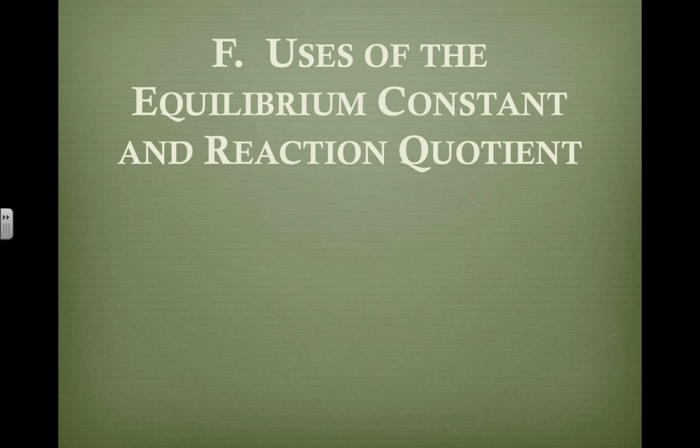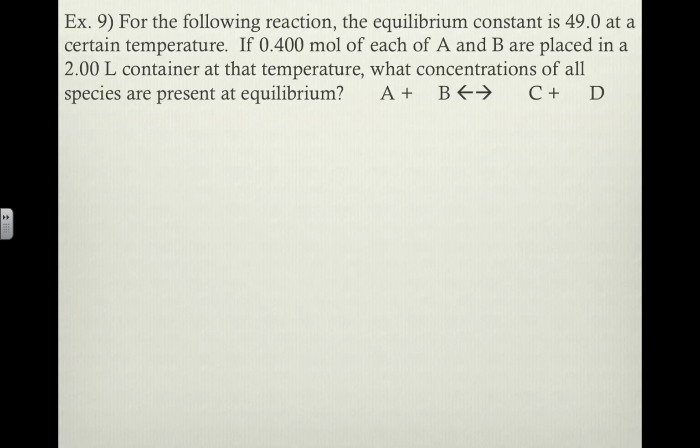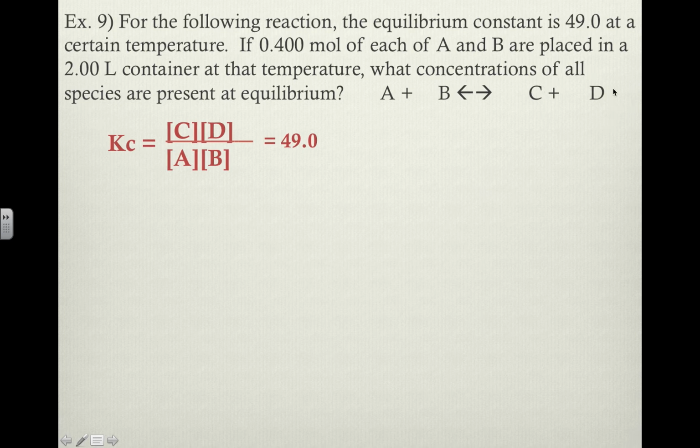So let's see a little bit more complex, perhaps, version of this. For the following reaction, the equilibrium constant is 49 at a certain temperature. If 0.4 moles each of A and B are placed in a 2-liter container at that temperature, what concentrations of all species are present at equilibrium? So our Kc expression is this. Okay. And we know that that's equal to 49. Well, I know that I have 0.4 moles of A and B in a 2-liter container, and I have no C or D. So I have 0.